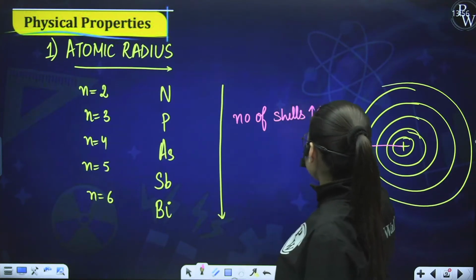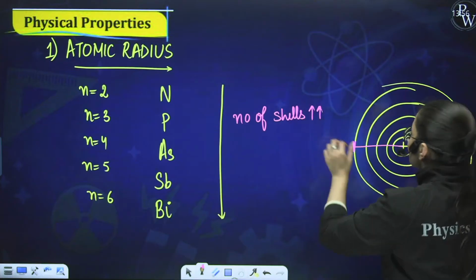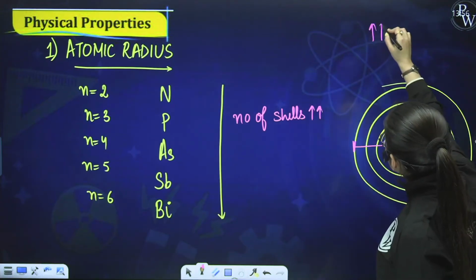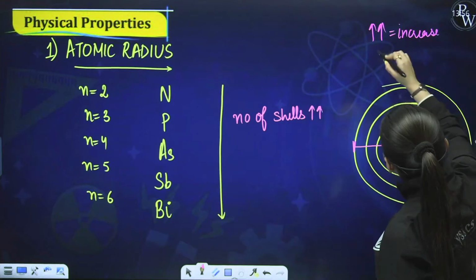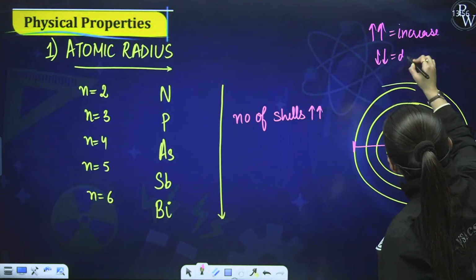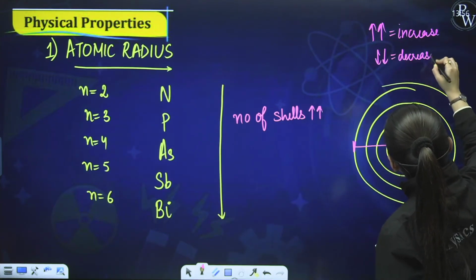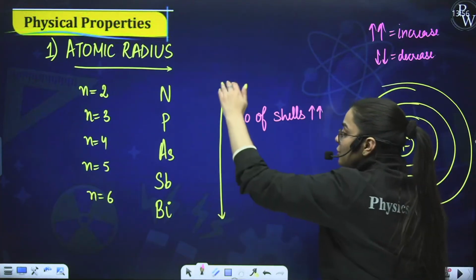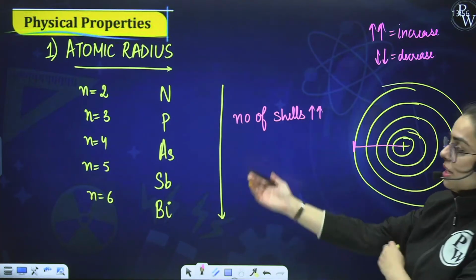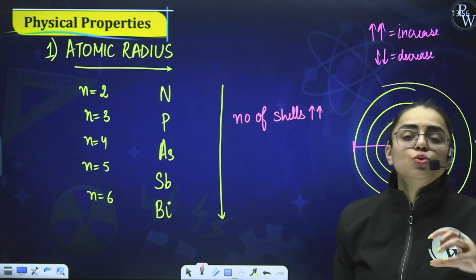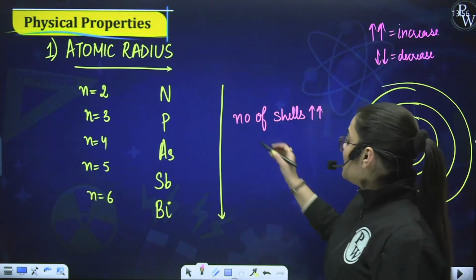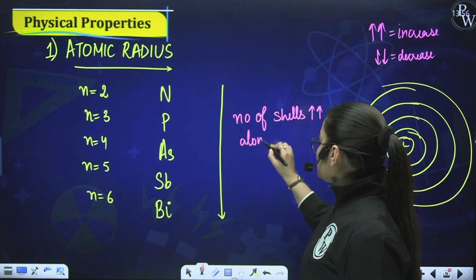increases. Now this is a symbol that I will be using again and again for increase. Okay, I am mentioning over here. This is a symbol which I will be using for increase. And this is a symbol which I shall be using for decrease. So don't get confused in both of these. So I am saying that when you are moving from top to bottom, that means from shell number 2 to shell number 6, then the number of shells is being increased, due to which we can say that the atomic radius will also increase.